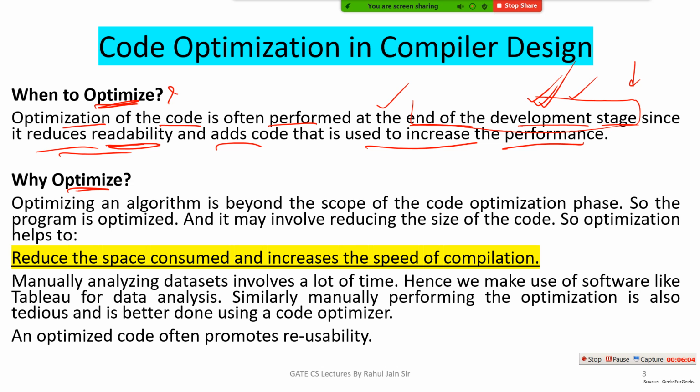Now, why optimize? For this, we can say optimizing an algorithm is beyond the scope of the code optimization phase. The program is optimized, and it may involve reducing the size of code. Optimization helps to reduce the space consumed and increases the speed of compilation. So why optimize? Because suppose there are billions of lines of code in any program.